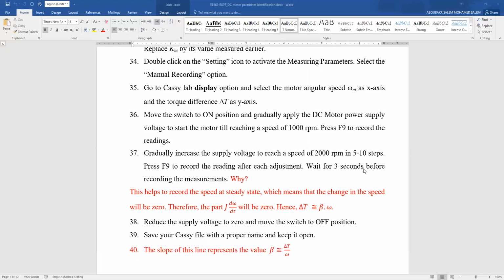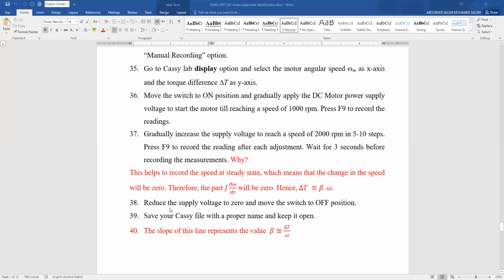This again is to be sure that the term d omega by dt is 0, because if d omega by dt is 0, this means delta T at this time will be only equal to B omega. So the slope of this recorded curve will represent the machine viscous coefficient, and the inertia will not be considered because the curve will not consider the machine d omega by dt. It will only consider the steady state case. For that, we have to wait for 3 seconds.